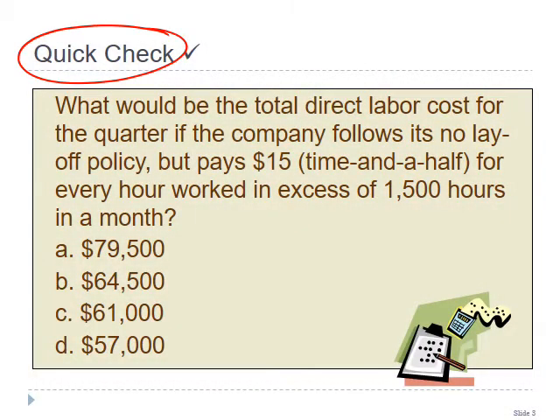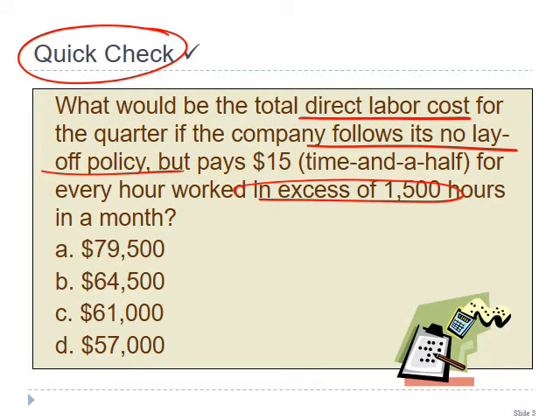So here I have pasted a very quick check. Just pause the video and try to solve it by yourself. I'm just going to read the question. What would be the total labor cost for the quarter if the company follows no layoff policy and pays $15 for every hour worked in excess of 15,000?